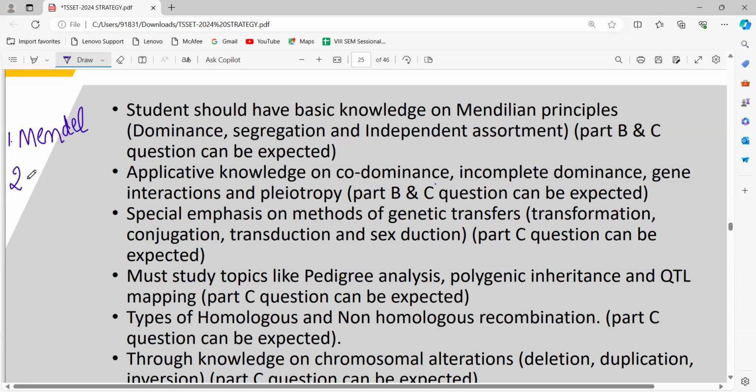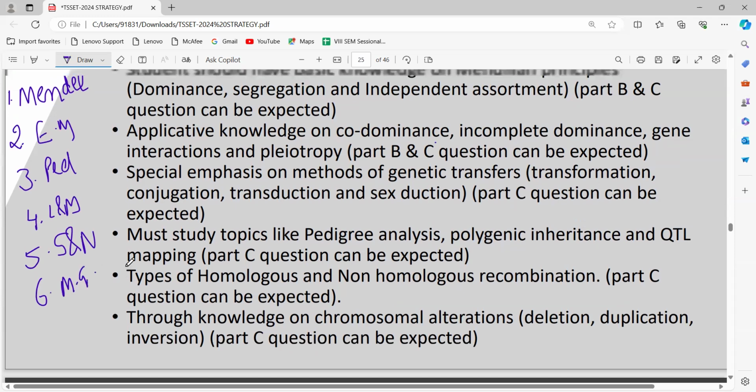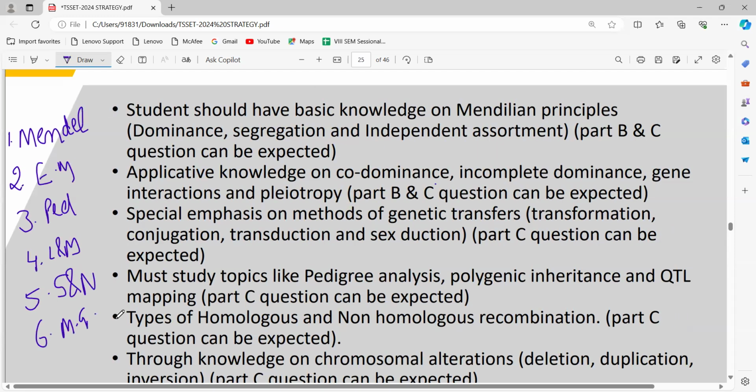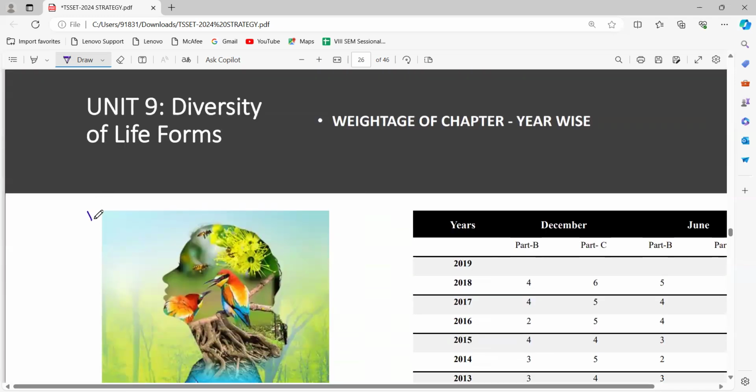Questions from Mendel principles, extra-Mendelian principles. Remember everyone, pedigree analysis, linkage and mapping. Then very important, friends, structural and numerical alterations, and what we can call microbial genetics. These six are the so prominent topics that every student has to read. Here also there is a possibility of getting 6 to 7 questions compulsorily. Never neglect. And this is the advantage unit.